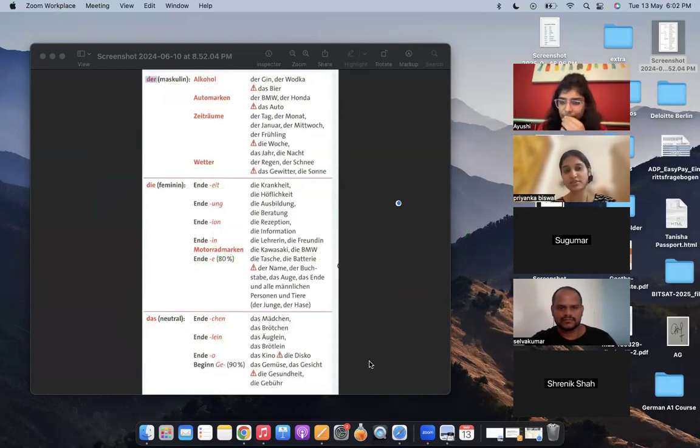The rest is not covered. For example, if the word is coffee, Kaffee, its ending is E. It should be mentioned here, no? It is not mentioned, it only covers alcohol and so on. That is what I'm telling you. Everything is not covered here. You have to remember it. And how do you remember it? By using your brain. No, there are no other rules. This is what I found. Others we really have to remember using our brains.